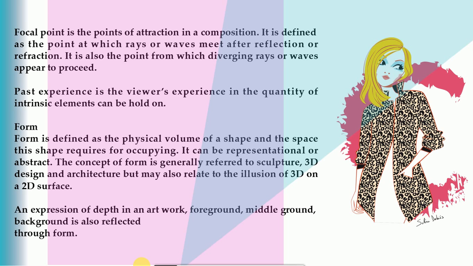Form is defined as the physical volume of a shape and the space this shape requires for occupying. It can be representational or abstract. The concept of form is generally referred to sculpture, 3D design and architecture, but may also relate to the illusion of 3D on a 2D surface, an expression of depth in an artwork. Foreground, middle ground, background is also reflected through form.